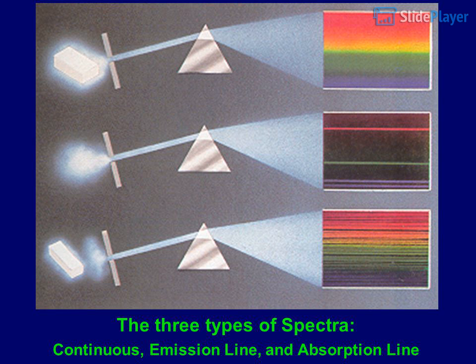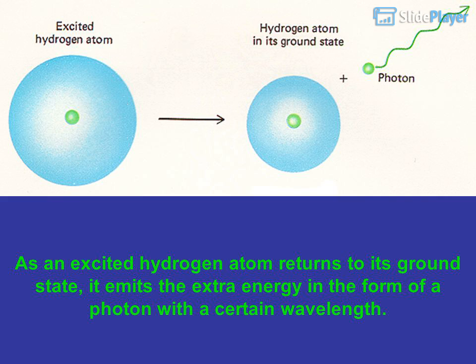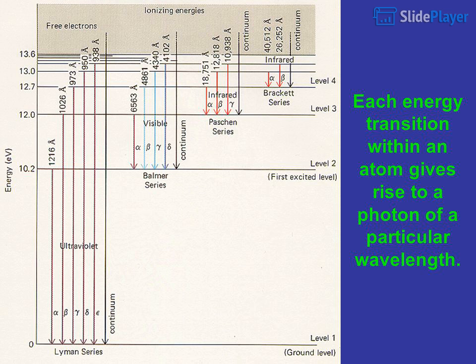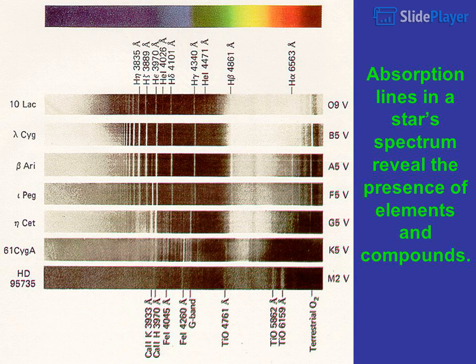The three types of spectra: continuous, emission line, and absorption line. Sodium absorption lines: the sodium vapor subtracts out the yellow lines from the continuous spectrum emitted by the source. As an excited hydrogen atom returns to its ground state, it emits the extra energy in the form of a photon with a certain wavelength. Each energy transition within an atom gives rise to a photon of a particular wavelength. Solar spectrum, original drawings by Fraunhofer. Absorption lines in a star's spectrum reveal the presence of elements and compounds.